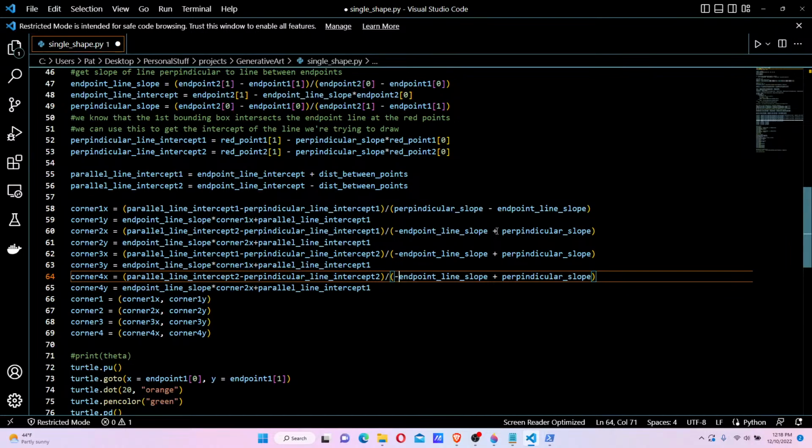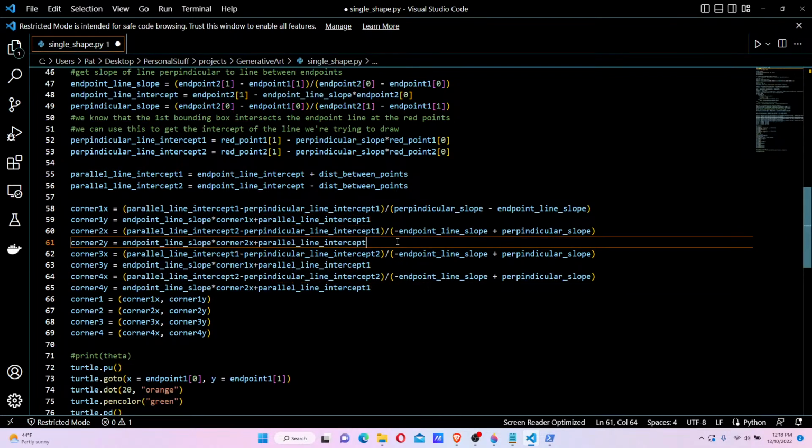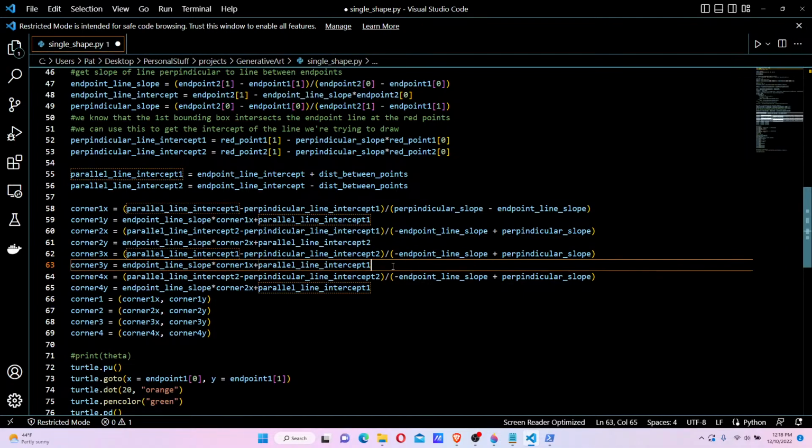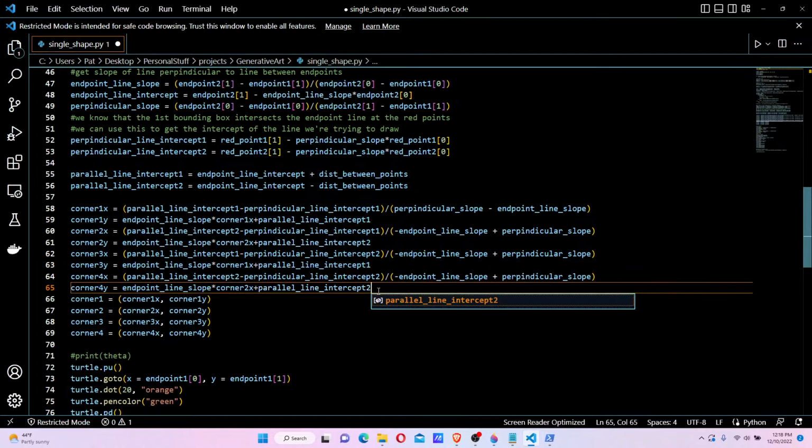It's just the endpoint line slope times corner 2x plus parallel line intercept 2. And then this uses parallel line intercept 1. That should use parallel line intercept 2.